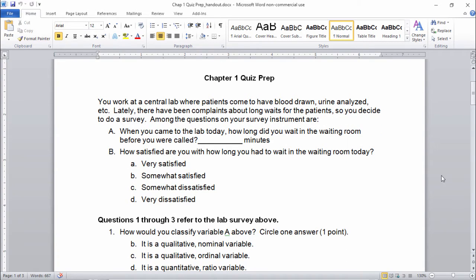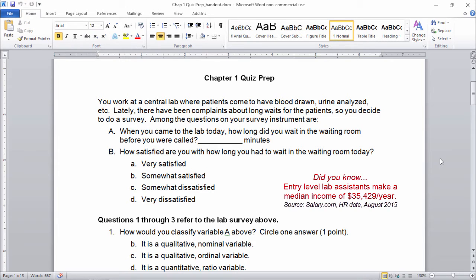So the first few questions are about the scenario. So let's read the scenario. You work at a central lab where patients come to have blood drawn, urine analyzed, etc. And lately, there have been complaints about long waits for the patients, so you decide to do a survey.